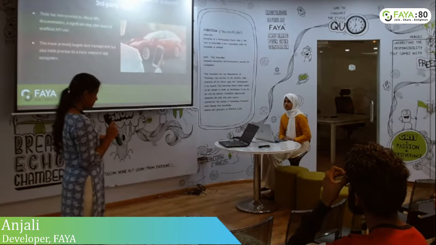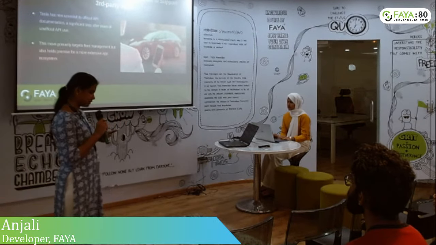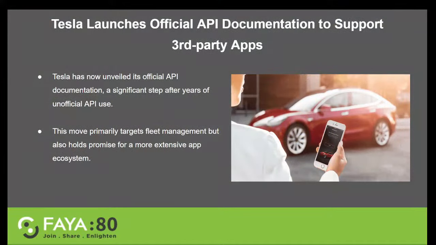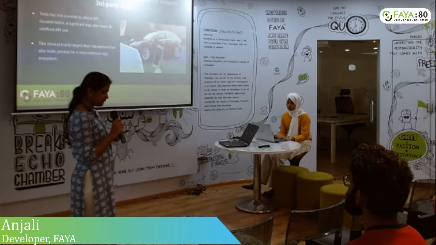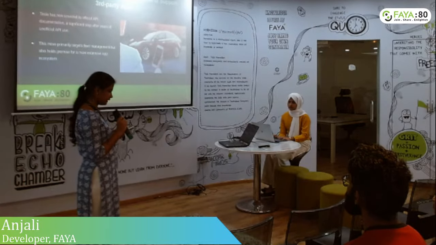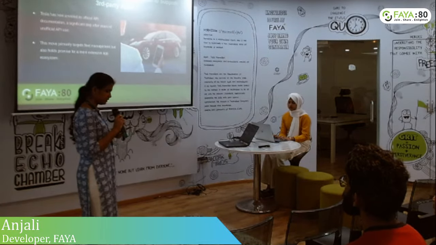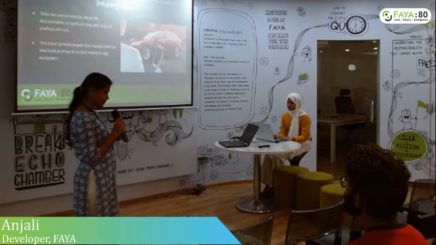Now on to Tesla. Tesla launches official API documentation to support third-party apps. Electric car company Tesla has released official application programming interface documentation to support third-party apps. At this moment, the API only covers the commands that you can send to your car through the Tesla app, and it can ping the data from your car that goes to the app. The change is going to make official the third-party fleet management apps, smartwatch integration apps, etc.